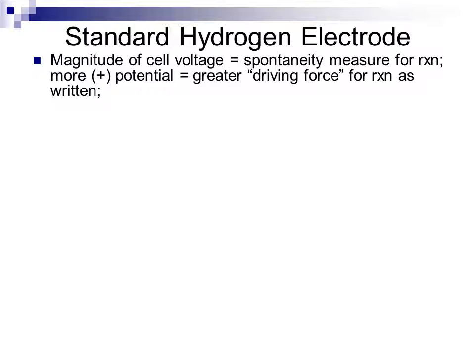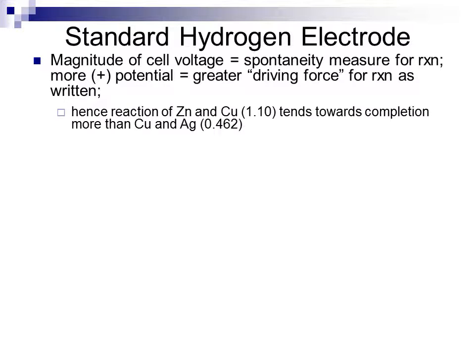So the more positive the cell's voltage is, the more spontaneous it is, the greater the quote-unquote driving force for the reaction as it is currently written. That means whether it's being written with an oxidation process or a reduction process versus the other half cell.